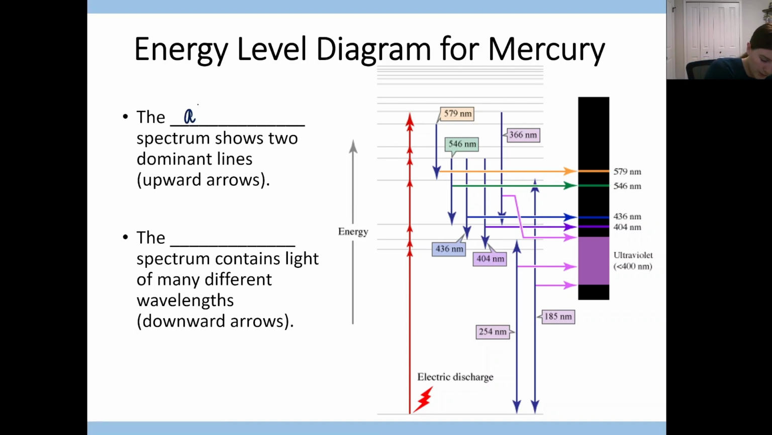The absorption spectrum shows 2 dominant lines. These are the upward arrows. And then the emission spectrum contains many different wavelengths, and these are all the downward arrows. So upward arrows are this red arrow, and then these blue arrows over here.